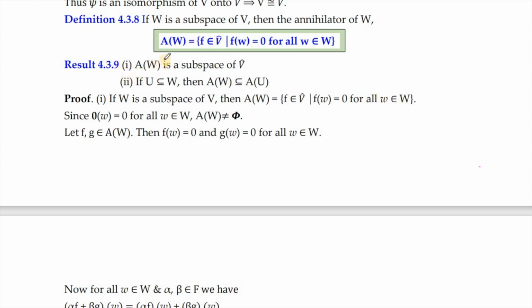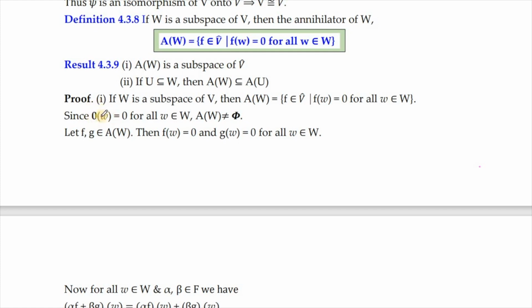Now first we want to show that this is a subspace. So we'll have to describe what A(W) is, and that is what is done here. We have to show that it is non-empty, and then go for checking the criterion. Because the 0 functional is in the collection of all linear functionals, 0 is an obvious member of A(W), because 0 will take any vector to 0 for all w in W. So A(W) is non-empty. That is the job of the 0 function.